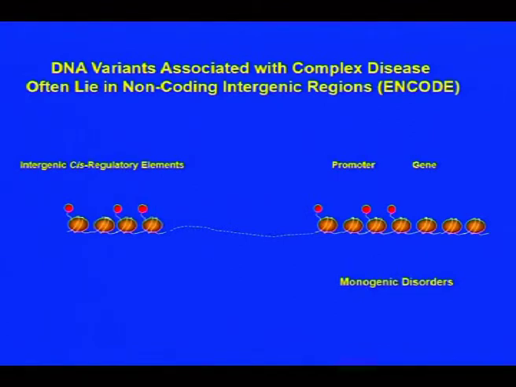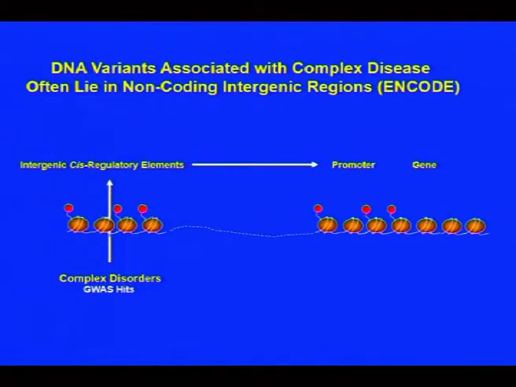So what's emerged over the last year or so is that whereas monogenic disorders often result from mutations in the gene itself, very often complex diseases are due to mutations in these distal regulatory elements. And so the trick now is to try and find out how those polymorphisms affect the cis-regulatory elements and thereby have an effect on the promoters of the genes that those cis-regulatory elements are linked to.